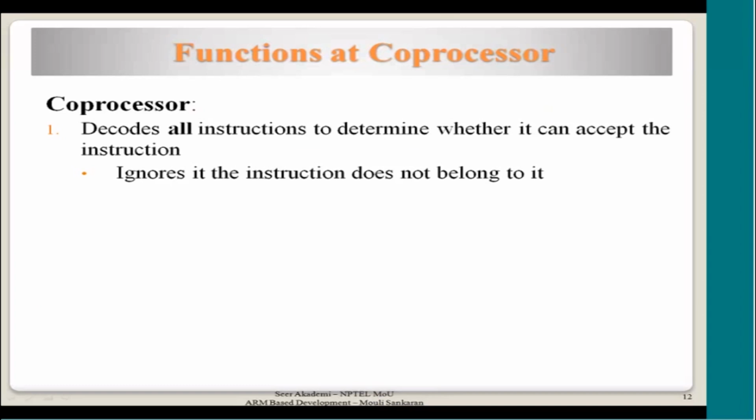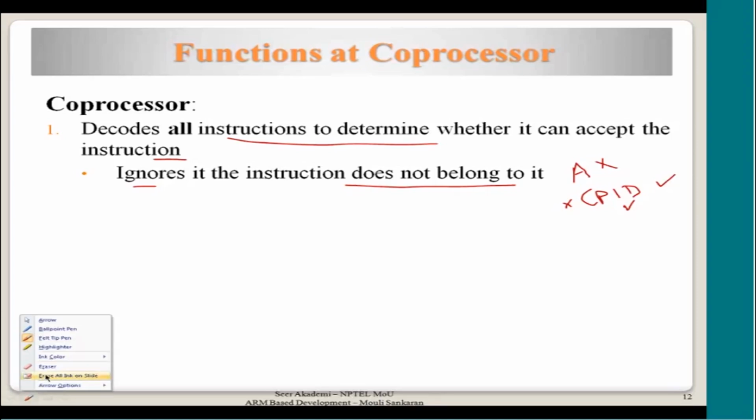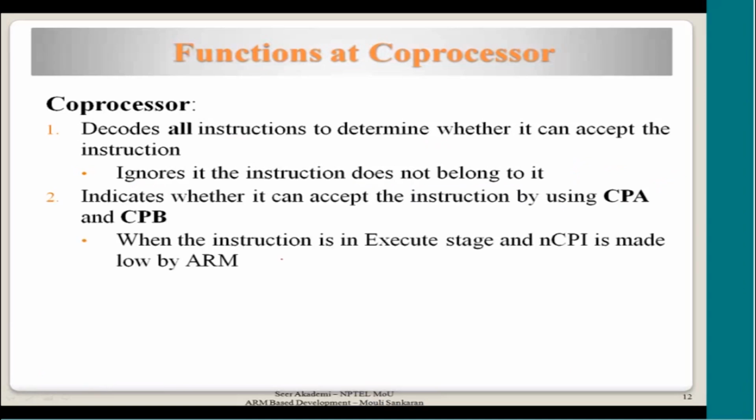At the same time, what does the coprocessor do? It decodes all the instructions to determine whether it can accept the instruction or not. It ignores the instruction if it does not belong to it. That means if an instruction is an ARM instruction, it will ignore it. If the CPID doesn't match, that means this coprocessor instruction doesn't belong to it. It may be for some other coprocessor. So only the one coprocessor whose ID matches the ID in the instruction will say that it is taking up this instruction. Otherwise it is ignored. So that's the logic used.